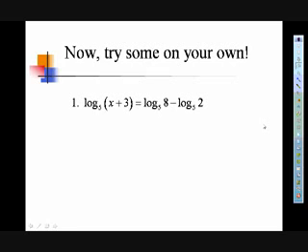Okay, here are two for you to try on your own. We'll start with this first one. Log base 5 of x plus 3 equals log base 5 of 8 minus log base 5 of 2. So I'm going to give you a few seconds to try this one on your own. Don't forget, subtraction becomes division.